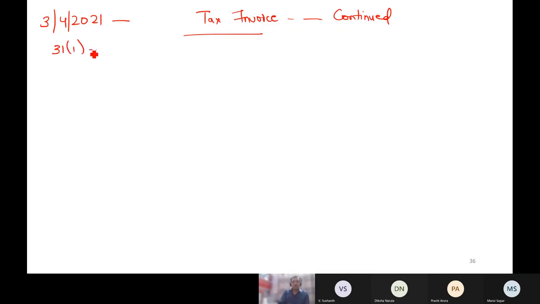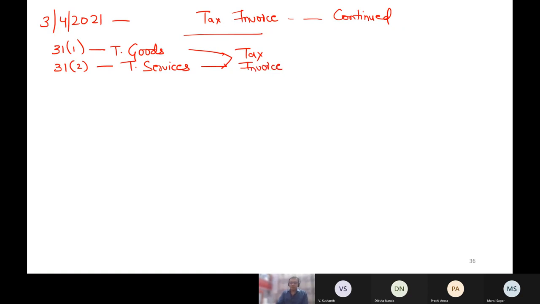We have covered 31.1, which talks about taxable goods, last date in case of taxable goods. 31.2, last date in case of taxable services. From both these subsections, the document issued was tax invoice. (31.3) Clause A. In this, the document issued was revised tax invoice.